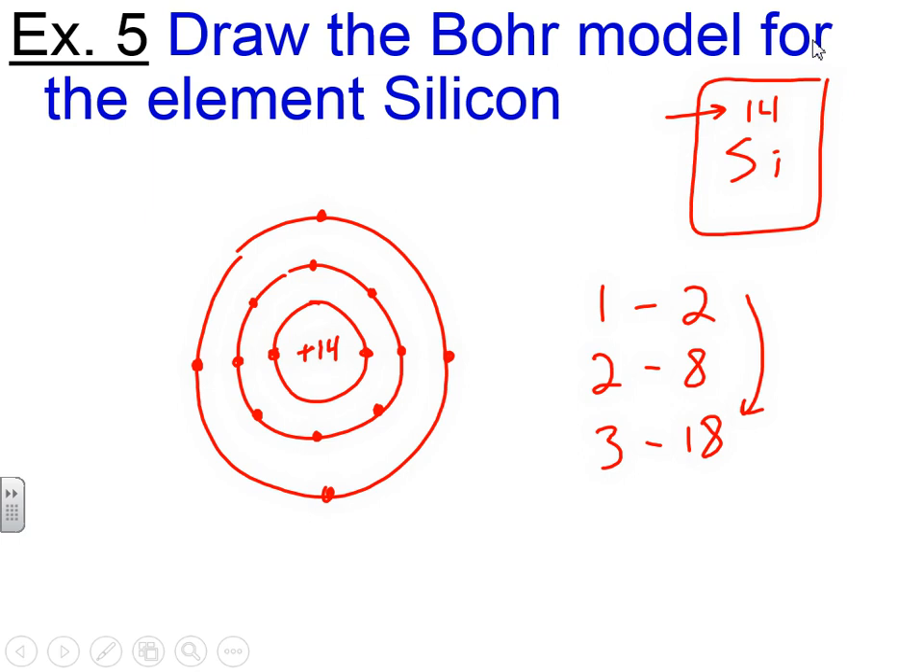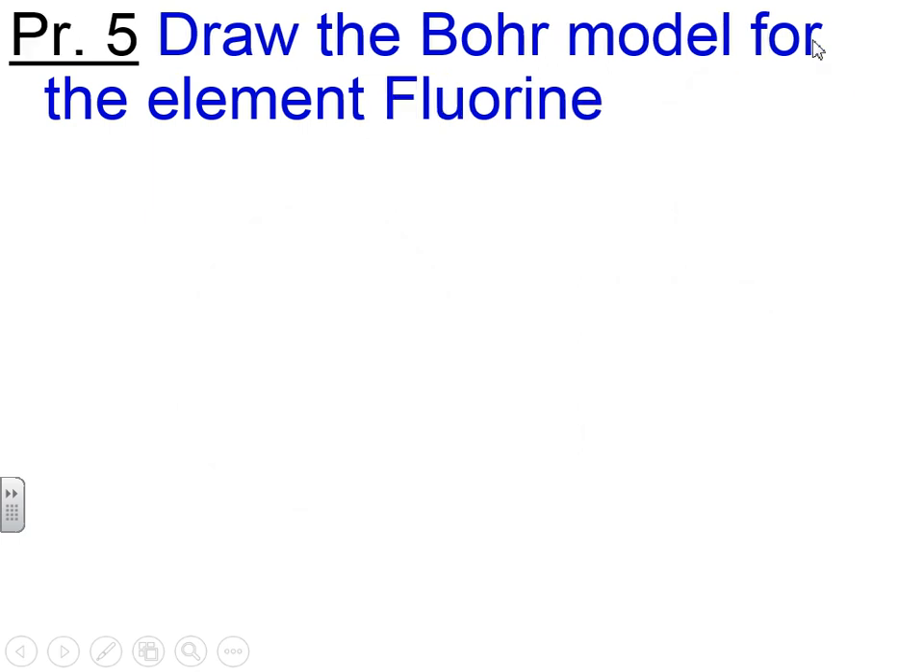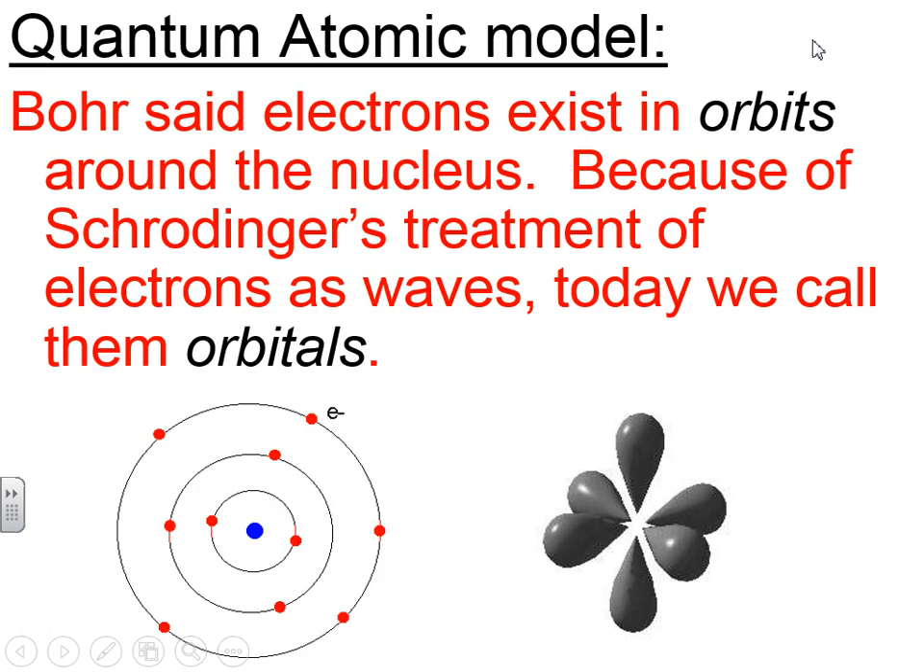Take a minute to draw one for fluorine in a similar manner, and keep going. Now, the next model that we'll look at, actually given to us by Mr. Schrödinger, which treated electrons as waves, is the quantum atomic model. So where Bohr said that the electrons exist in these orbits, based on Schrödinger's model, we now call them orbitals. So we actually kept the same idea of orbit to honor Mr. Bohr, but now we're going to talk about orbitals.